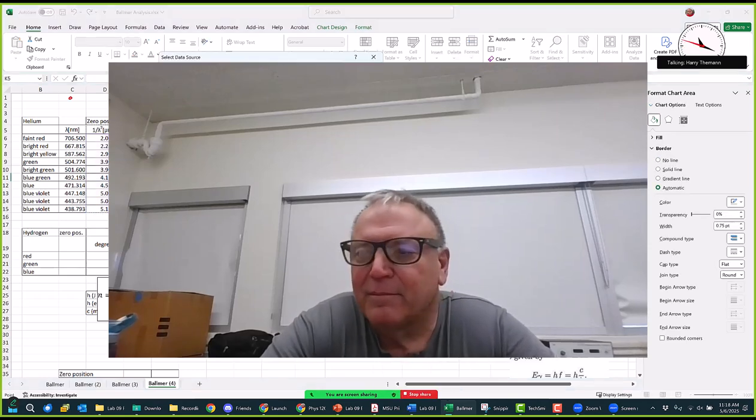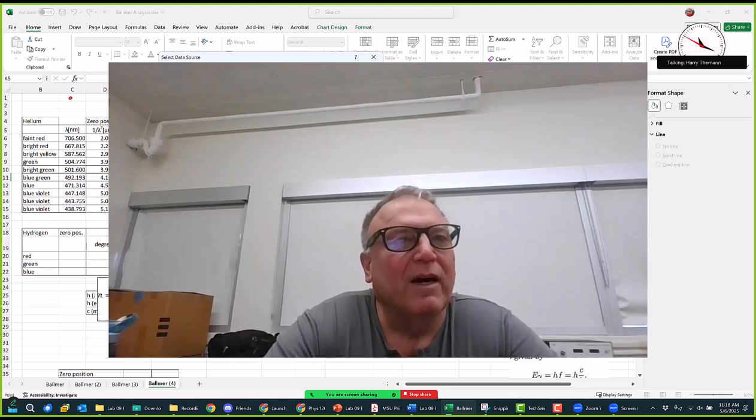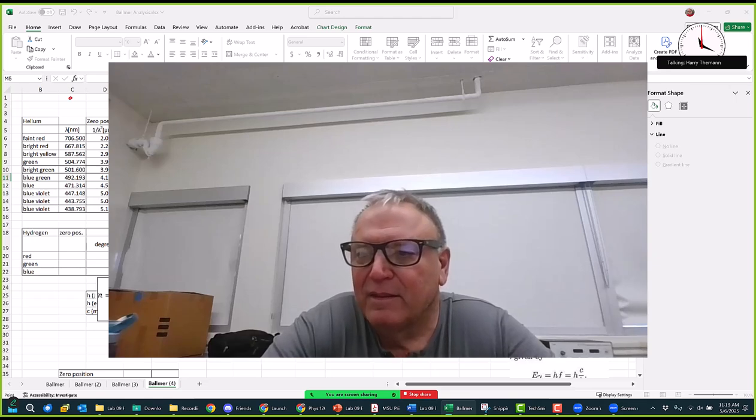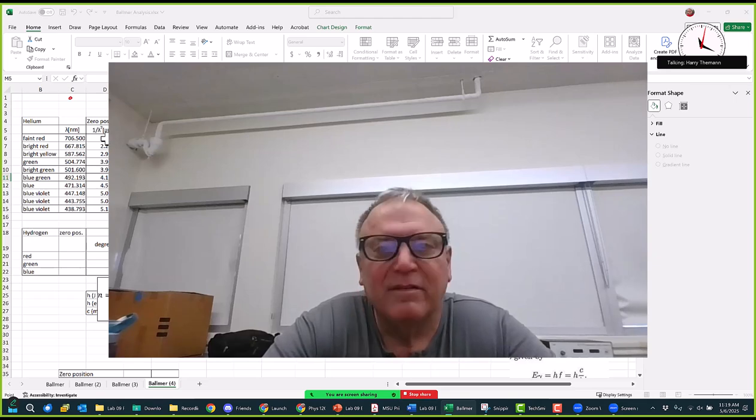Now we can add the fit line onto here. Select data. Add. That's right. Series name is fitline. And the x values are the 1 over lambda squareds. Whoops. And the y values are the fit line itself.